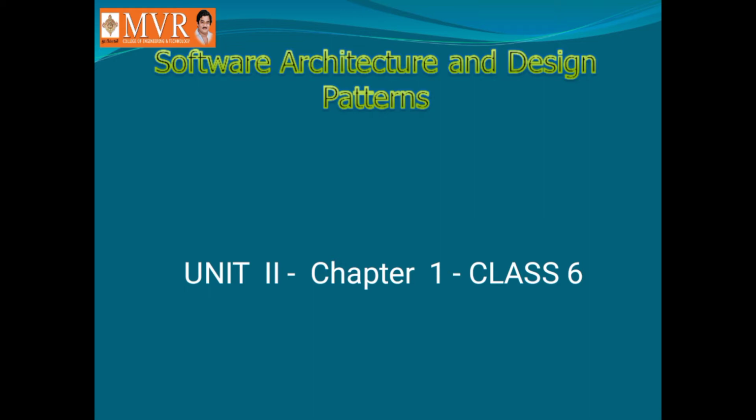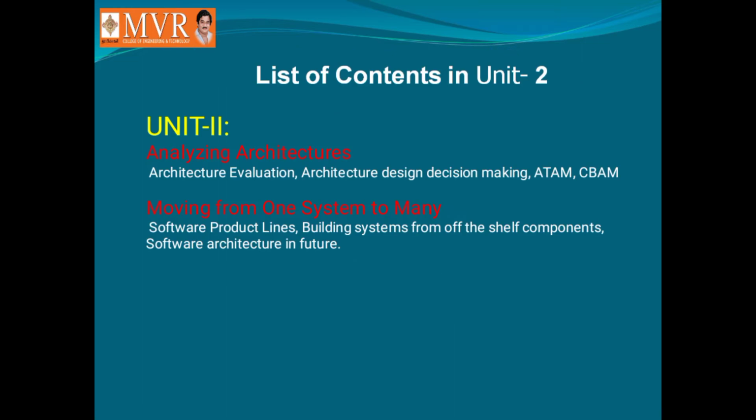In this session, I will be starting Unit 2, and in Unit 2, we have two chapters, and this is from Chapter 1. This is my class 6. In this, we will be having the following contents, that is analyzing architecture, architecture evaluation, architecture design decision making, ATAM, CBAM. These are the contents in chapter 1.